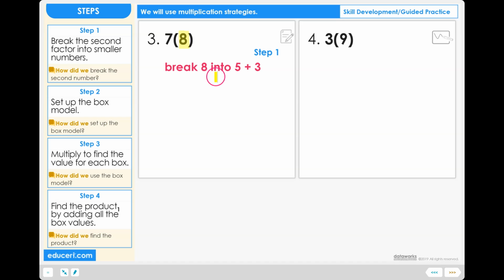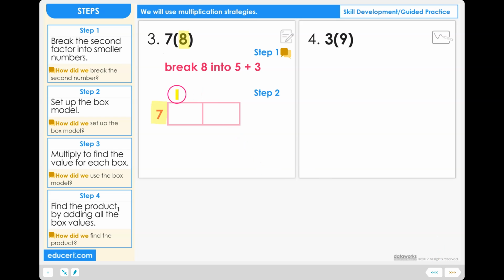We break 8 into 5 plus 3 because we want to create easier multiplication problems, and 5 is an easy to multiply number. Step 2, ready, read. Set up the box model. To set up the box model, we'll draw one long rectangle and a line that cuts it in half up and down the middle. The value that will go on the outside of the box model is the first factor.